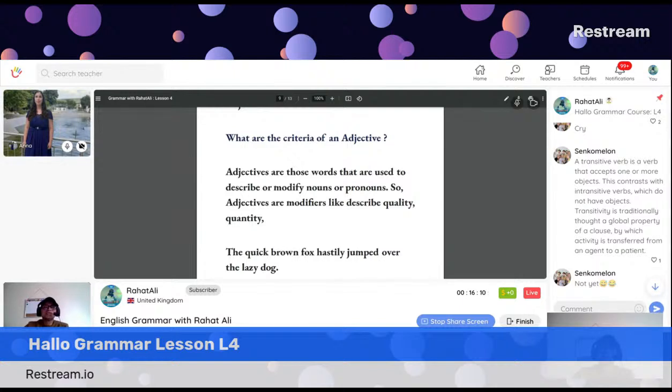Okay, modify is like a change. Oh, I forgot to write etc. here. I have to amend it. Okay, and also adjectives modify, like describe quality, quantity, etc.